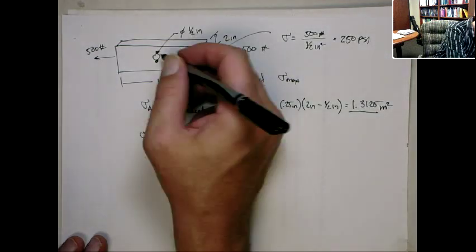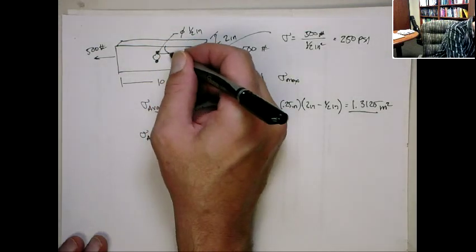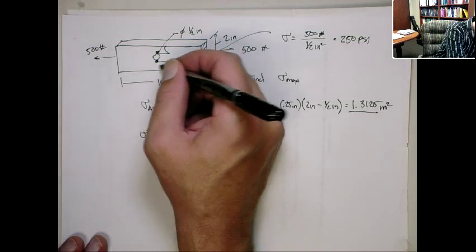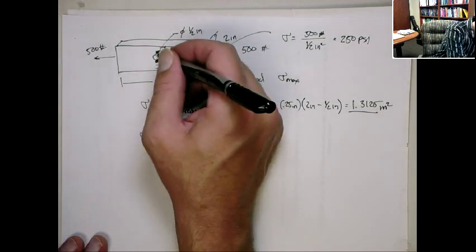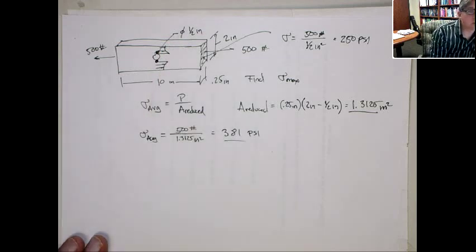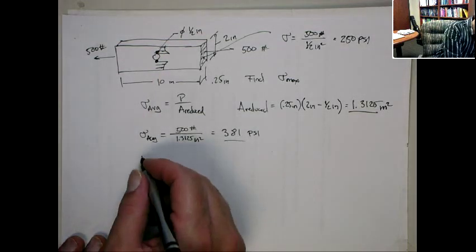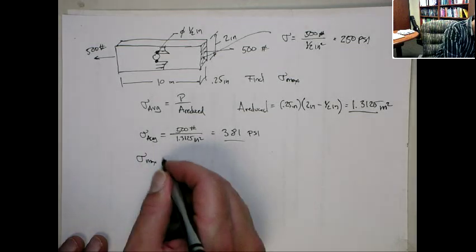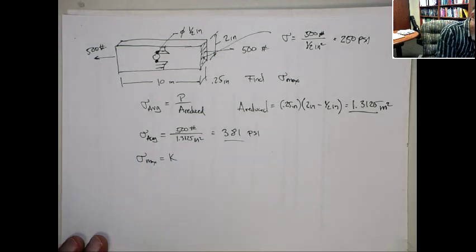So you can see this average stress in this section goes up just because the area is reduced. But there still is an amplification of that right at the top and bottom edges of the hole due to the stress concentration factor. So we need to get the stress concentration factor.